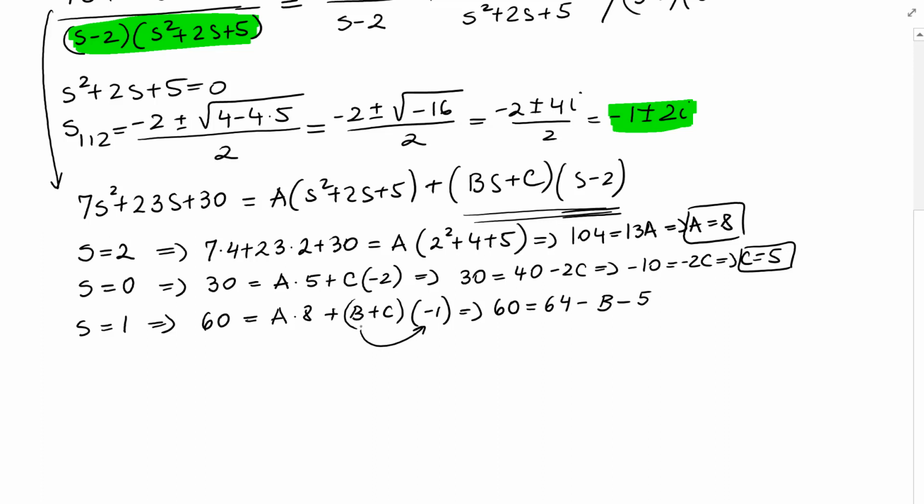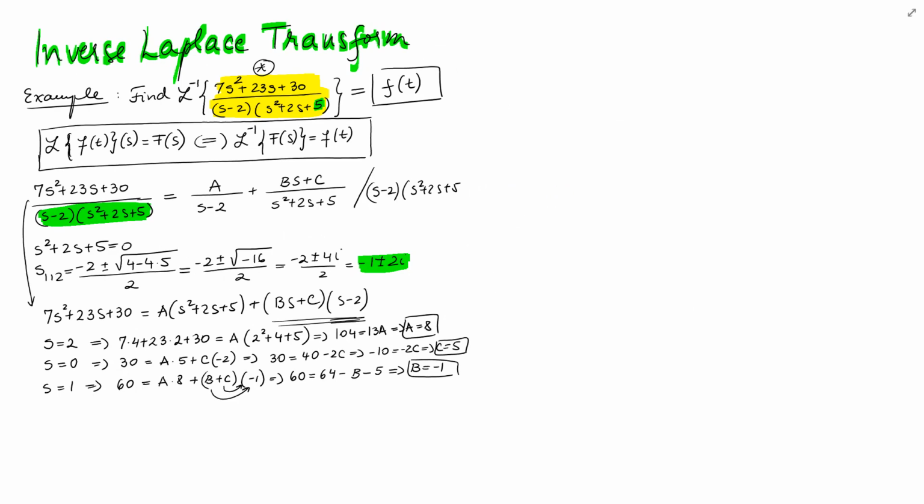So y minus b, b times negative 1 minus b, c times negative 1 minus c. So if we do the computation here, we end up with b equal to negative 1. And we found a, b, and c. So how does that help us?